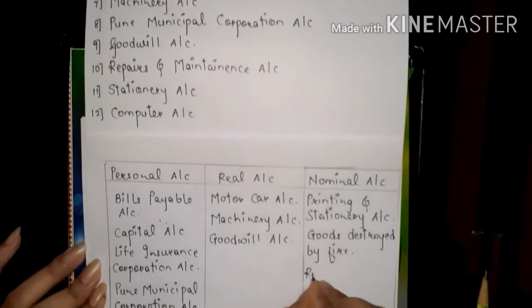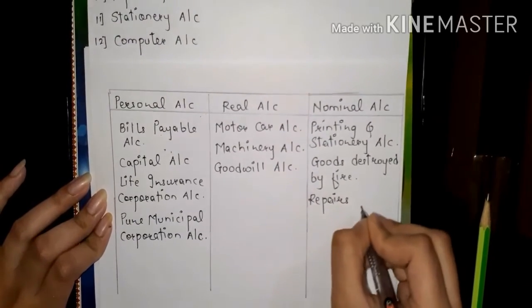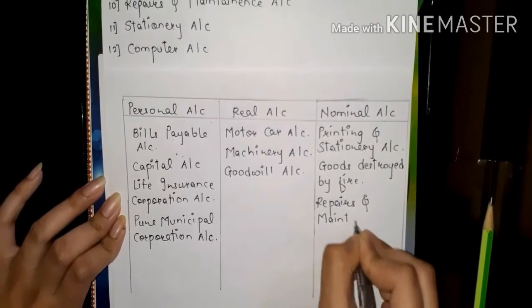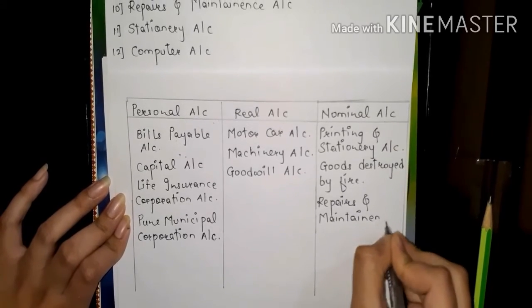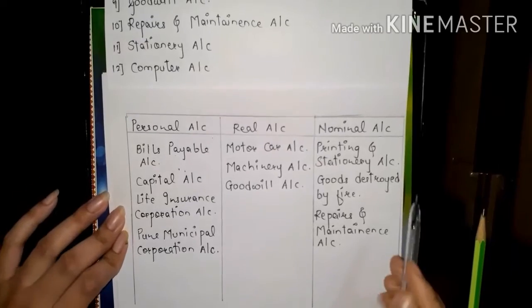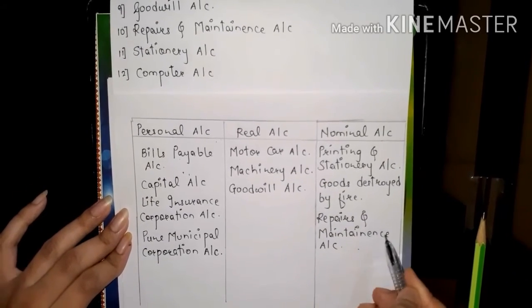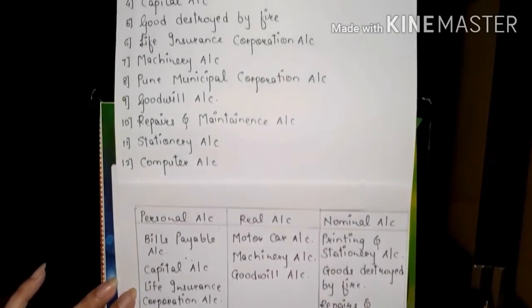If anything is damaged, that will fall under nominal account because we are incurring expense. Our business is incurring expense. We have to repair that particular thing. We will have to keep maintenance of it to work properly. So this will fall under nominal account. This is our expense. Debit all expenses and losses. Rule of nominal account. Okay.